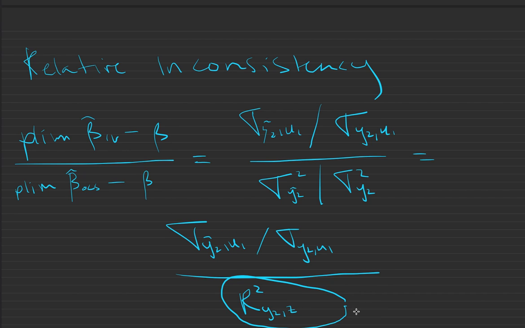Hence, the better are the instruments z, the larger will be the coefficient of determination, and the lower will be the relative inconsistency. Stay tuned to the next video, and we will discuss using the partial r squared to help us think about weak instruments or potentially too strong of instruments.